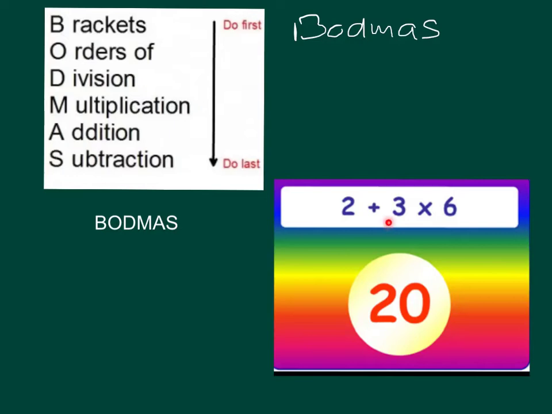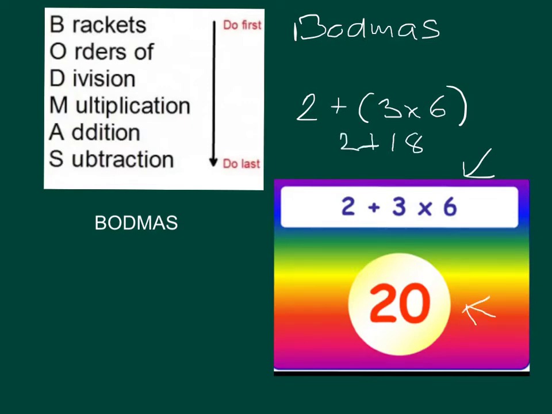So when we look at 2 plus 3 times 6, we have bracketed the multiplication and worked out what 3 times 6 is, and then added it to 2. So I'll write that out with brackets. It's easier to understand if you put brackets round the multiplication. So 2 plus (3 times 6) is actually what has been done in this example. So 3 times 6 is 18, and 2 plus 18 is of course 20.